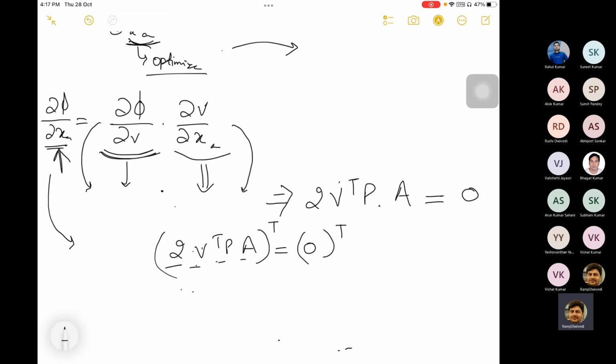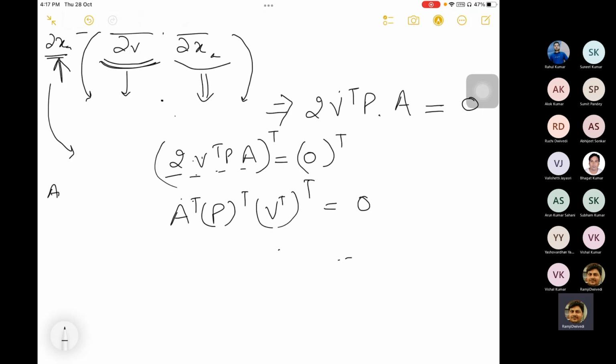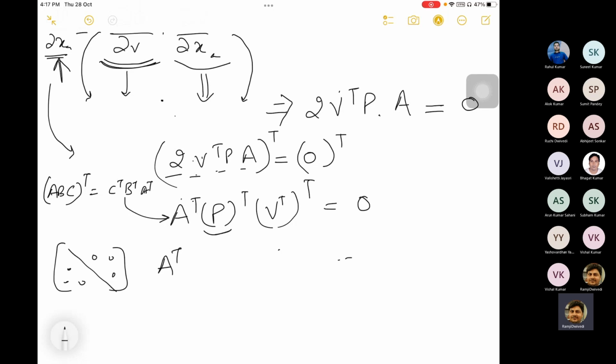So (A B C) transpose would be C transpose B transpose A transpose. So A transpose P transpose V, whose transpose is equal to 0. This is the rule: if you have to take the transpose of ABC, it would be C transpose B transpose A transpose. From that, A transpose, and P is a diagonal matrix. Not only diagonal, the rest of the components are 0 because weights only have a diagonal relationship with respect to each other. So if you take the transpose of a diagonal matrix, it will again be a diagonal matrix, and the transpose of the transpose would be this one. So you have A transpose P V is equal to 0.